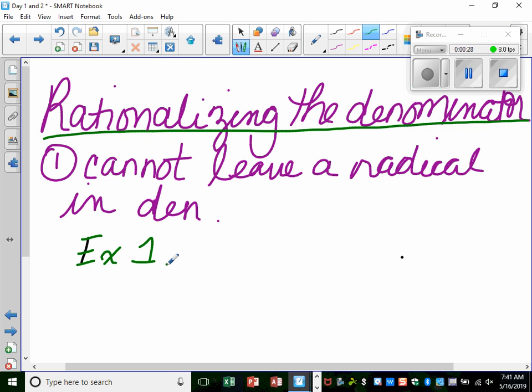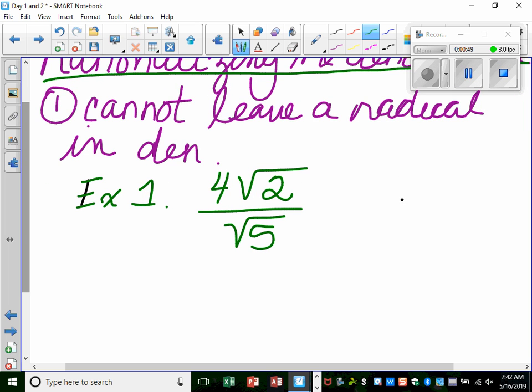Let's take 4 rad 2 divided by, let's say, rad 5. Right now you see there's a radical in the denominator, so we have to make that what we call a rational number. That means simply a number that does not have the square root or the radical around it. So what you do is you multiply by the denominator.